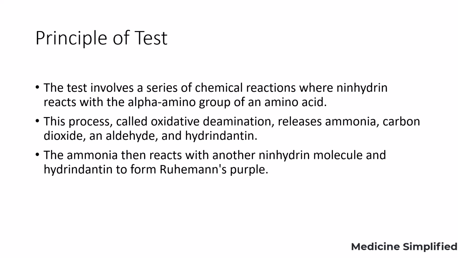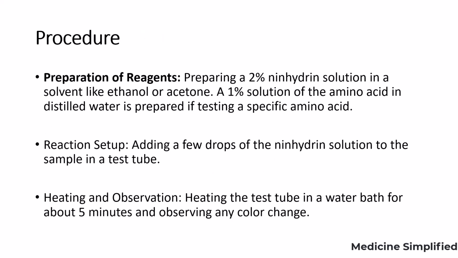The ammonia present in the sample reacts with another ninhydrin molecule and hydrindantin molecule to form Ruhemann's purple, which indicates presence of amino acid. Coming to the procedure of the ninhydrin test, the first step is preparation of reagents, which involves preparing a 2% ninhydrin solution in a solvent like ethanol or acetone, and a 1% solution of amino acid in distilled water prepared if testing for a specific amino acid. If we are using it for identifying proteins, then we will make a 1% solution of protein in distilled water.